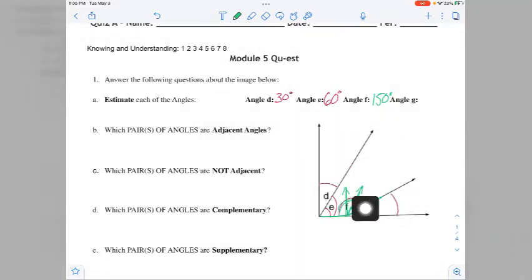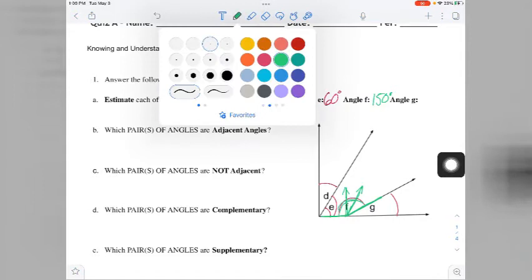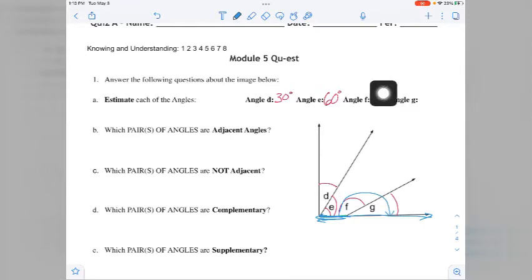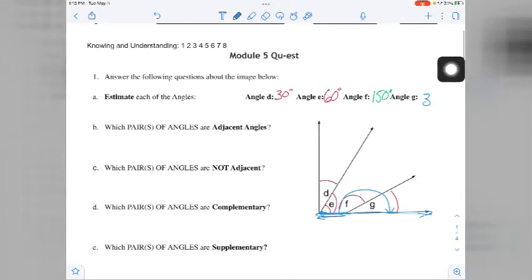And then angle G should be the other part of that going from this direction, this line, all the way over here. So angle F and G put together, I'm going to erase this now. Angle F and G together, I know, should make a 180-degree angle. So if angle F is 150 degrees, angle G just has to be the rest. So angle G should be about 30 degrees.